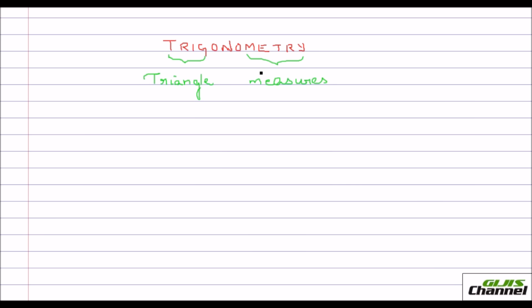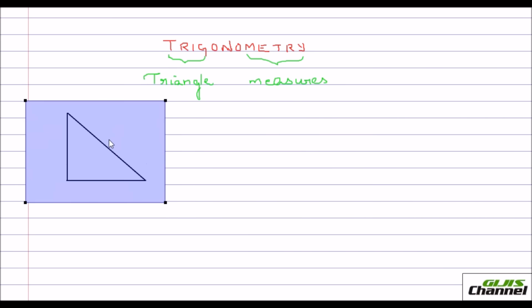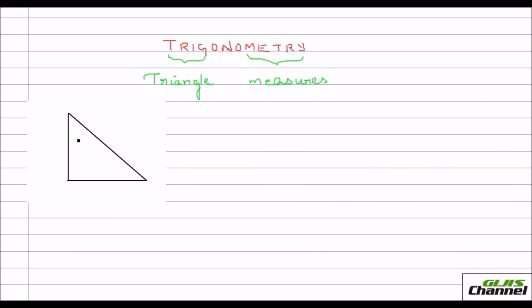Okay. Now, let me draw a right angle triangle. Here's the right angle triangle. I call this a right angle triangle because you find one angle of this triangle is 90 degrees. The other two angles are acute angles, and the side opposite to this 90-degree angle is the longest side in this triangle. This side, we normally call it the hypotenuse.